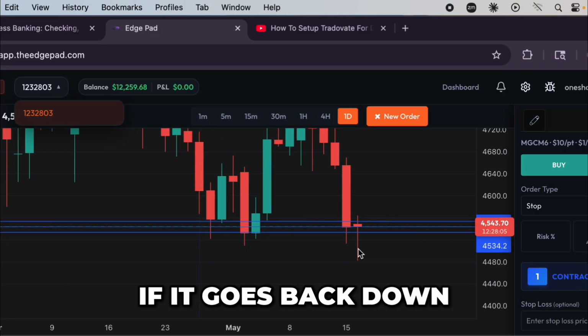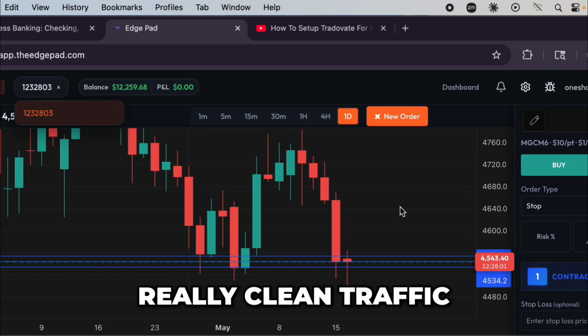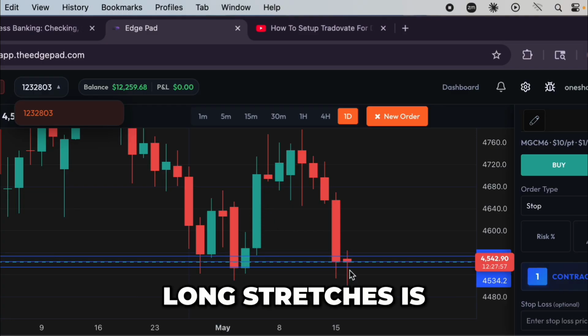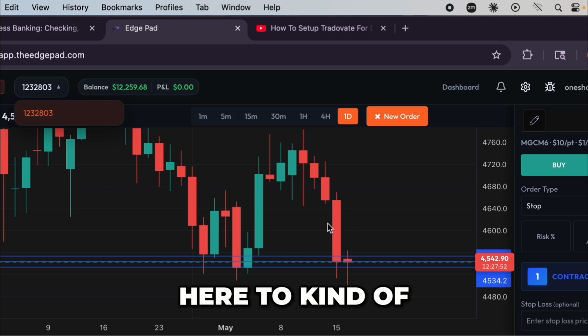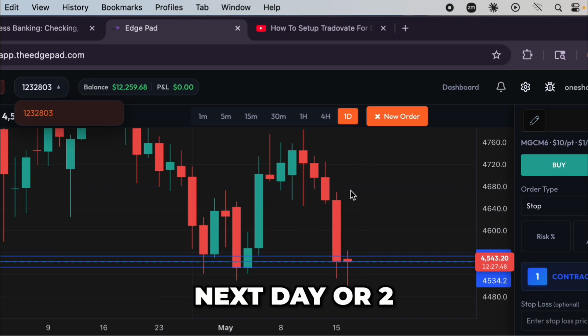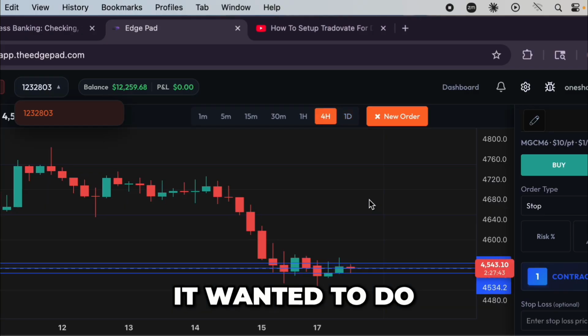If it comes back up here and breaks its high, it's got some really clean traffic. And so typically what I also see is when you have these long stretches, price has a high probability at some point to come back up halfway through the range here to kind of fill that. So it wouldn't shock me if price came back up here the next day or two to kind of fill some of this range before crashing back down again if that's what it wanted to do.